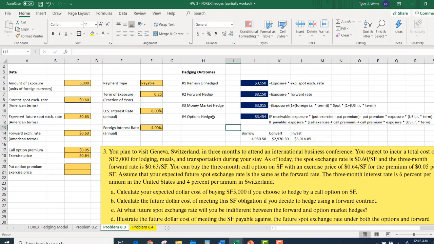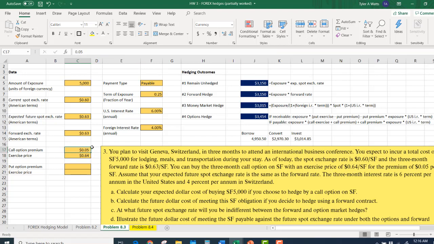Let's finally think about the options hedge, and that's what they're asking us to think about in the actual question. Okay, so we're using call options. We can buy the guaranteed right to buy the Swiss franc for 64 cents, but we have to pay 5 cents for that. So that's kind of like buying the Swiss franc for 69 cents effectively. And we think the Swiss franc's only going to cost 63 cents in the open market. So of course this is going to cost more. We're adding in basically the 1 cent for the exercise price and then the 5 cents for the option.